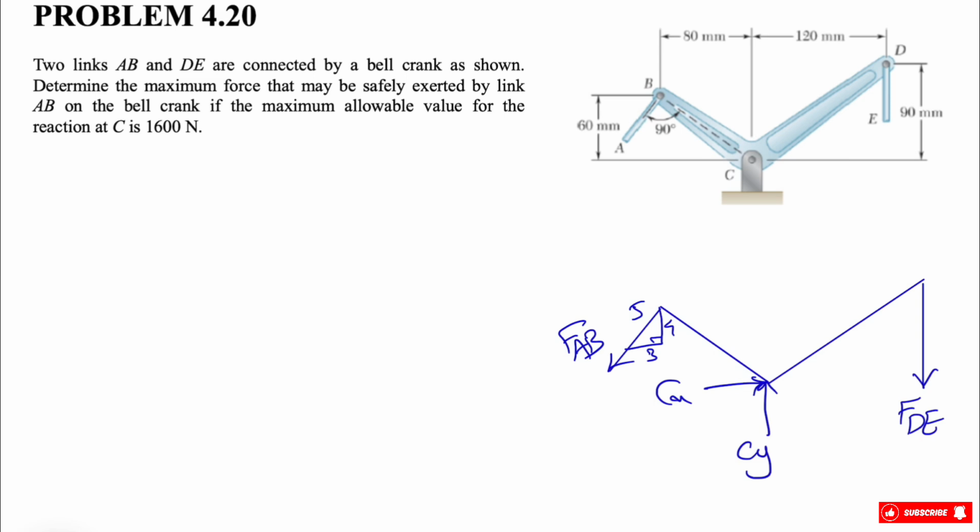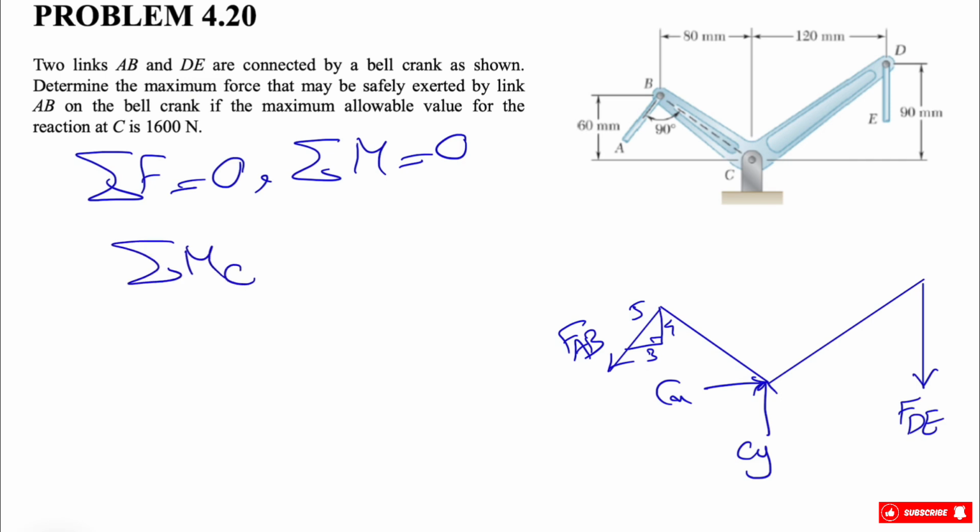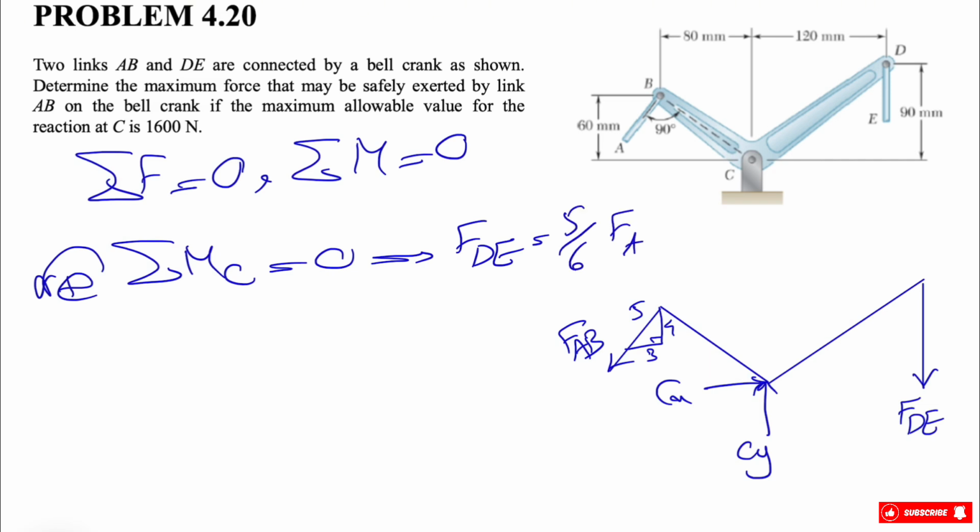So let's go with our equilibrium equations. Obviously we are in equilibrium, so we can use the sum of all forces in X and Y equals 0, and the same for the moment. In the previous question, we did the moment about point C equals 0, and from that we figured out that FDE was 5/6 FAB, and we're going to use that here.